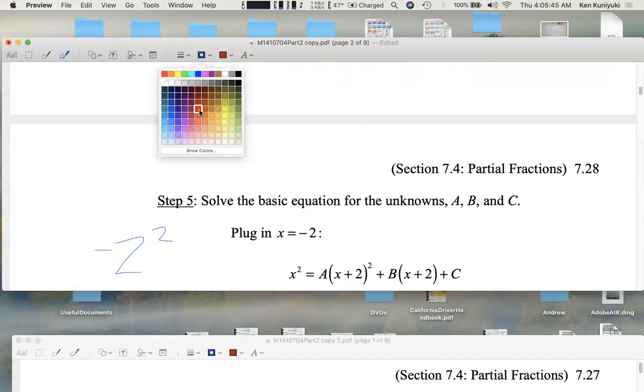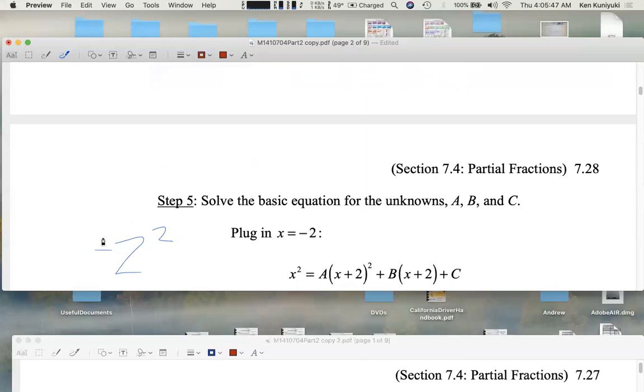Be careful. For once, we really need these grouping symbols. Whenever you perform a substitution, be prepared to put grouping symbols, especially when you have these negative signs involved. So we want the square of negative 2, which is what? That's going to be positive 4 on the left side.